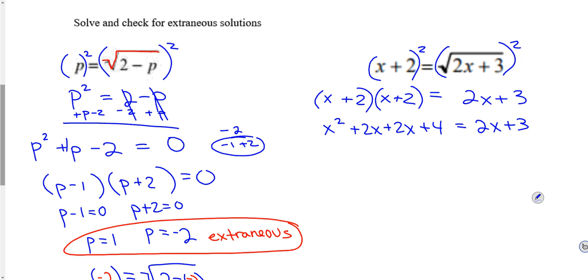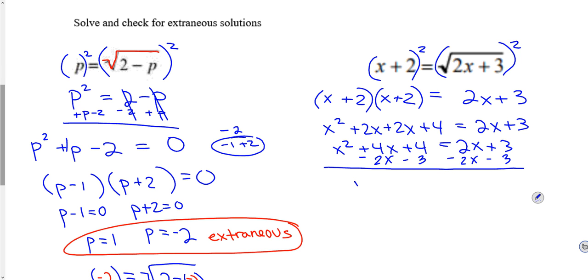So just like before, if we've got all these x's, we want it equal to 0. So let me simplify it a little bit. X squared plus 4x plus 4 equals 2x plus 3. Now I want everything to the left so that it's equal to 0. So I subtract 2x from there, and I subtract the 3 from there. So we have x squared minus 2x plus 1 equals 0.